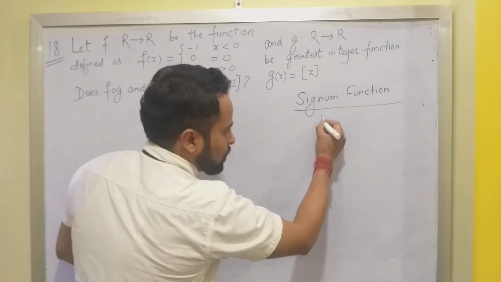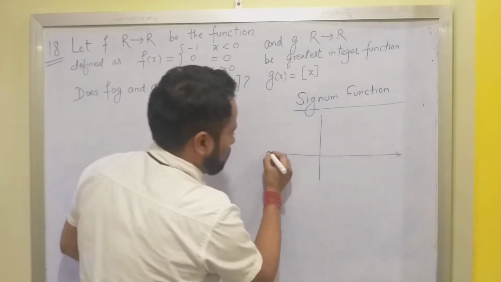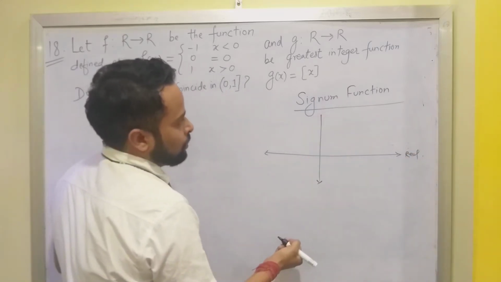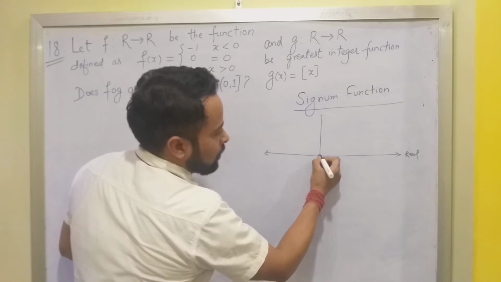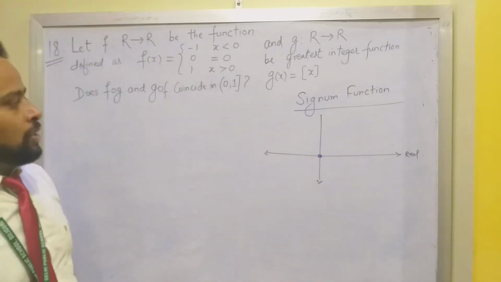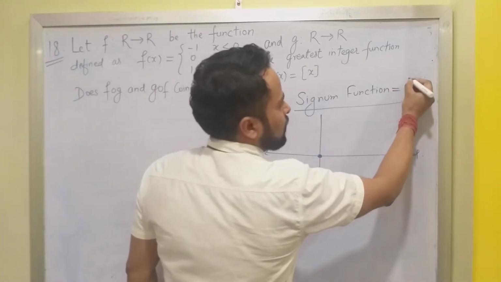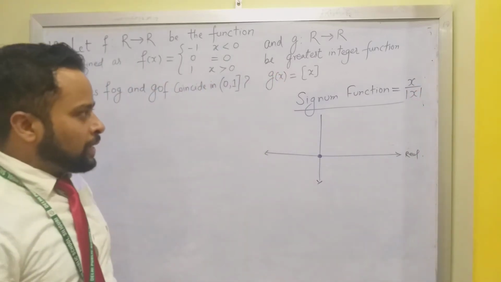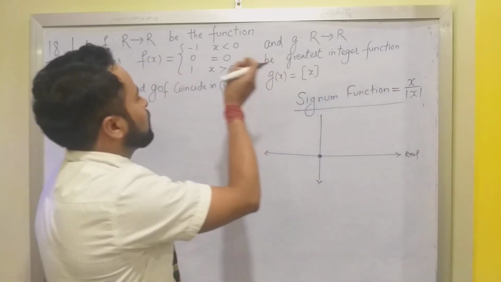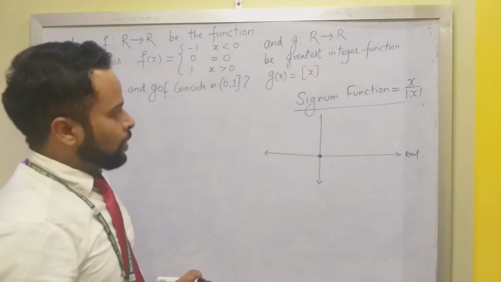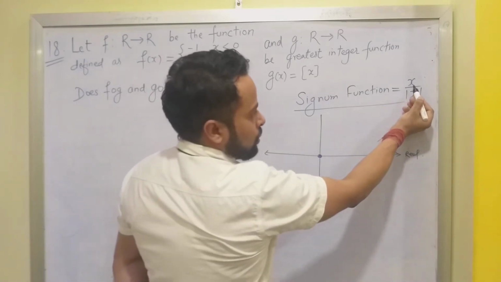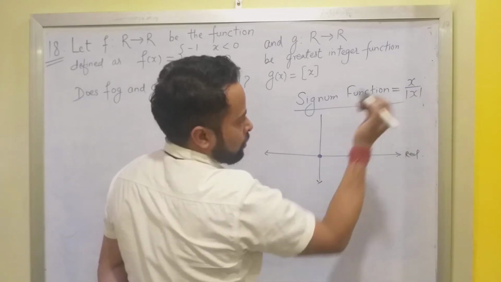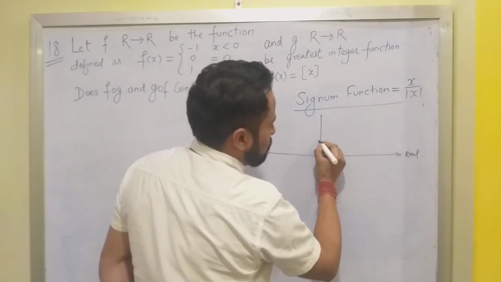The graph of this signum function you can draw like this. This is a real line. Suppose for 0, we get 0. You can think of the signum function as x by mod x, or mod x by x. If I put 0, it has been given the priority as 0. If I put more than 0, say 100 by mod 100, I get 1. 200 by mod 200, 1. So all the values greater than 0, I'll get it as 1.